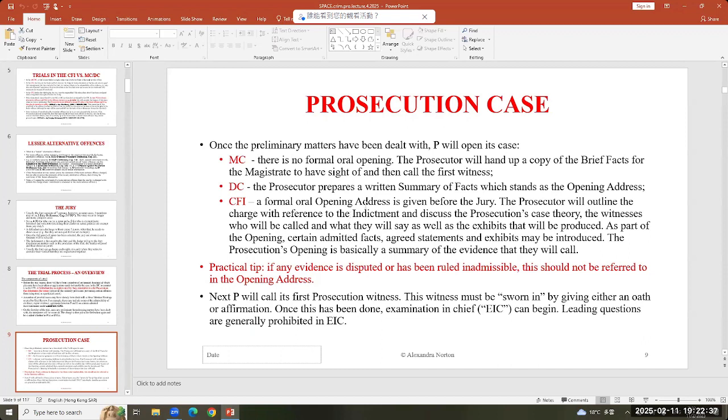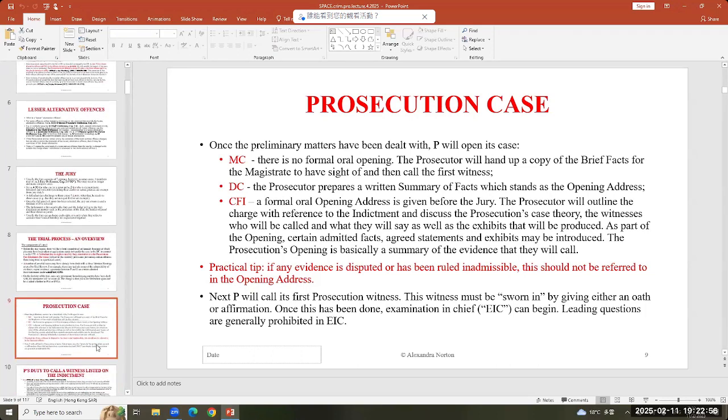But what the prosecutor will do, besides referring the jury to the indictment, is to go through whether there have been any admitted facts or admitted witness statements, as well as what witnesses they're going to call and the exhibits they're going to introduce. And then they call their first witness, who is sworn in or gives the oath. And they are then ready for examination in chief.